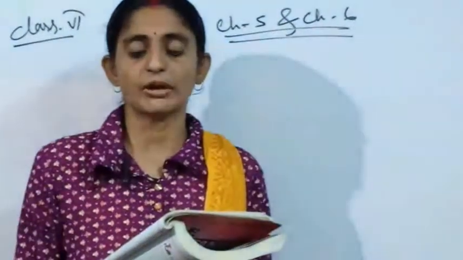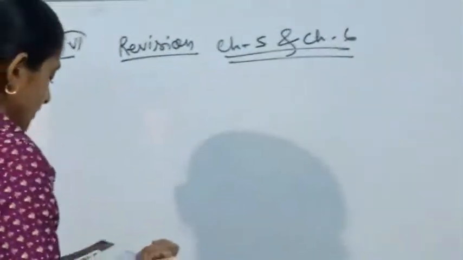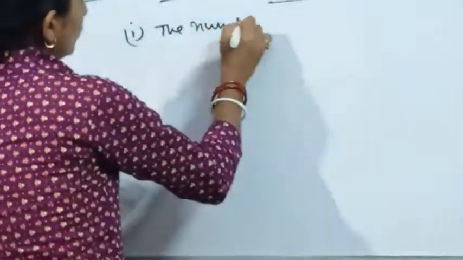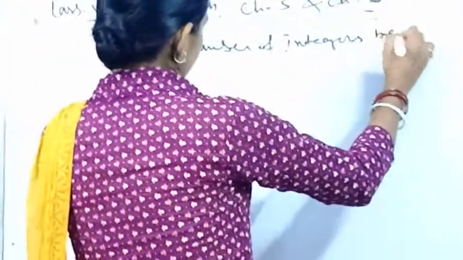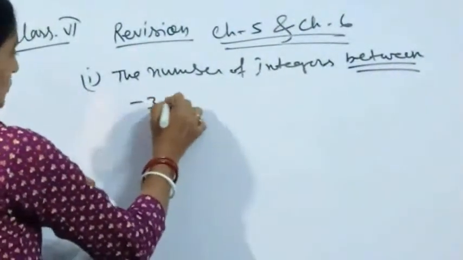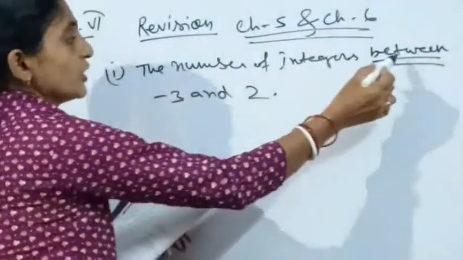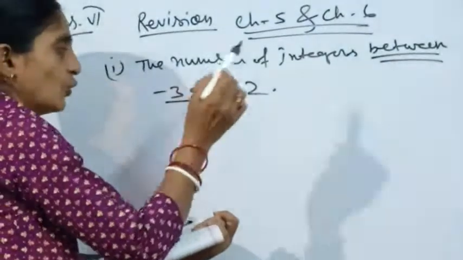Suppose you are asked the number of integers between -3 and 2. How many integers will be there between -3 and 2? So your question is to find the number of integers between, and you must focus on that word, between -3 and 2. From that you can understand that as we are considering between -3 and 2, we are going to omit these two numbers.